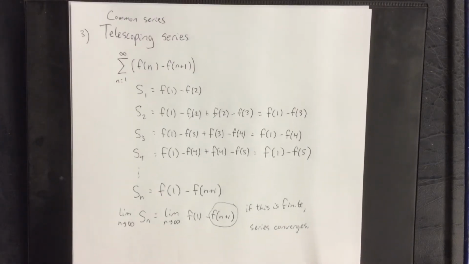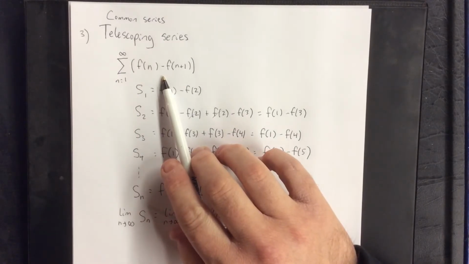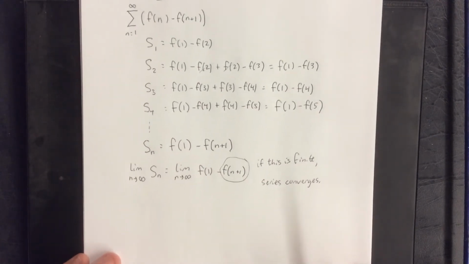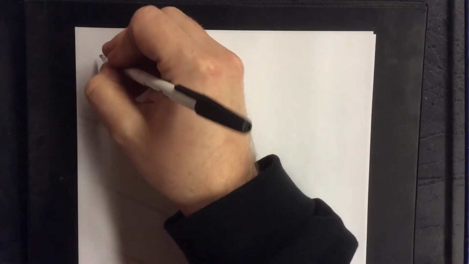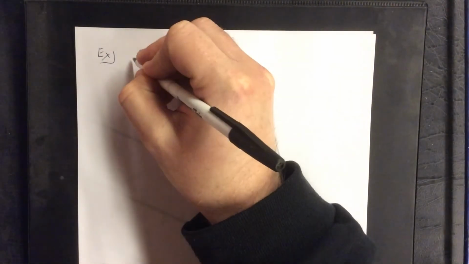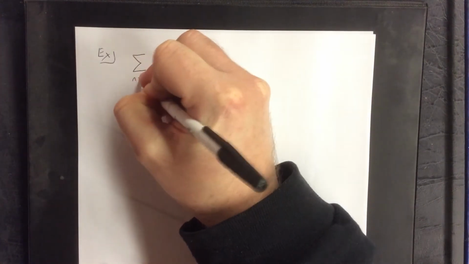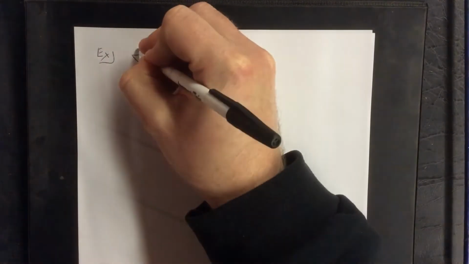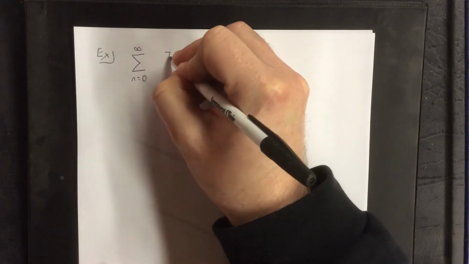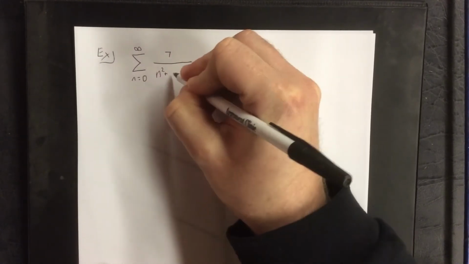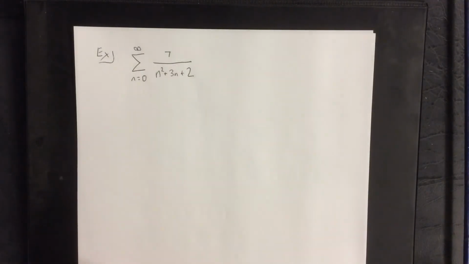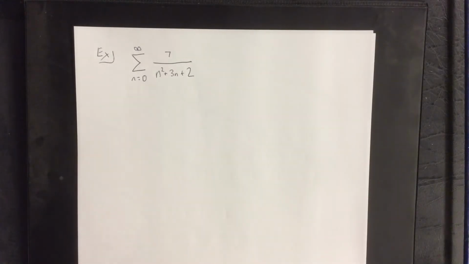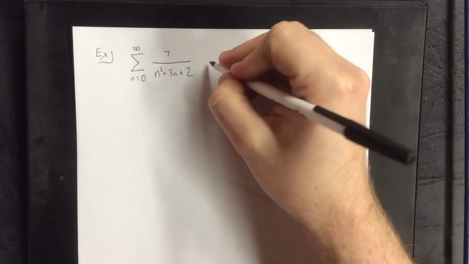Now, it's going to be pretty infrequent that you are started off with something like this. Rather, you'll need to perform algebraic manipulations to get it into that sort of form. So, let's consider a couple of examples. First example that I'd like to consider is going to be the sum from n equals 0 to infinity of 7 over n squared plus 3n plus 2. In its current form, it definitely does not look like a telescoping series, but we are going to perform algebraic manipulations to turn it into that.